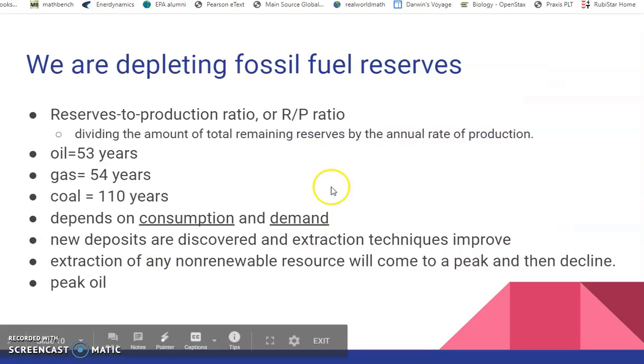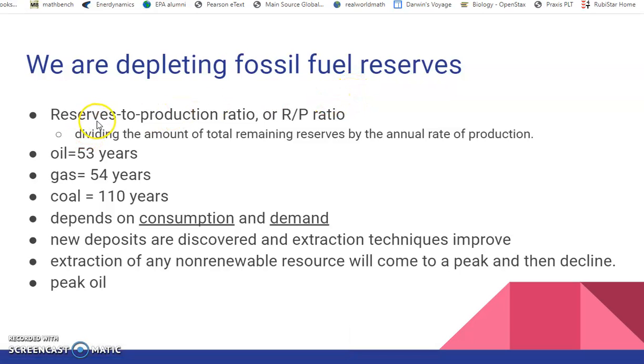All right, and since these are fossil fuel reserves, we are taking it out of the ground, so we're depleting it. So people talk about the reserves to production ratio. And this gives us a way to think about how long we think our reserves are going to last. And this varies a little bit, but right now these are the figures people get.